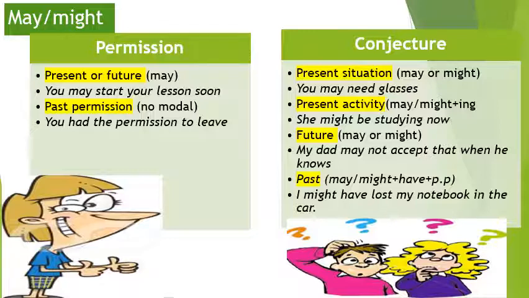You may need glasses. You may need to move to another house, or you may need to make a surgery. About an activity, this is going to be in the progressive form: either may or might plus the ing form of the verb. She might be studying. By the way, you cannot use the ing form of the verb straight away after may or might, but you have to insert be after the modal verb. Why? Because always the modal verb is followed by a simple form of the verb, and here be has to come back to its basic form, which is be.